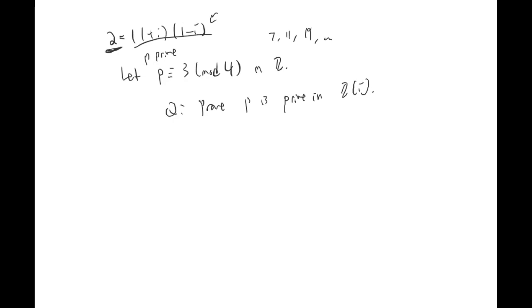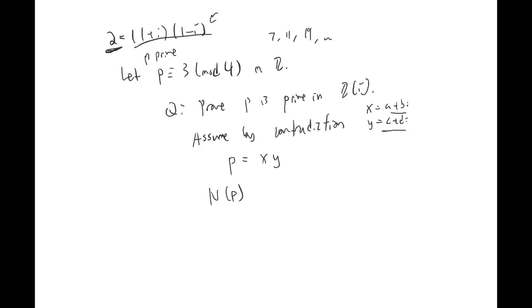So let's check this. Assume by contradiction p is, say, x times y. If x is a plus bi, I just don't want to write this all the time, so I just put x times y. p is an honest integer, so let's take the norm. The norm of a product is the product of the norms. What is the norm of p? These are non-units.